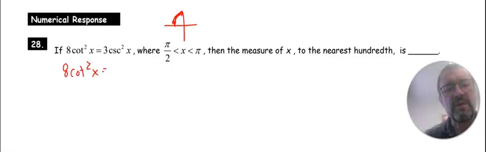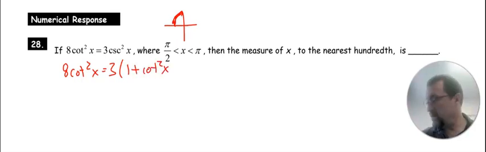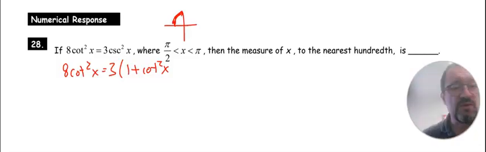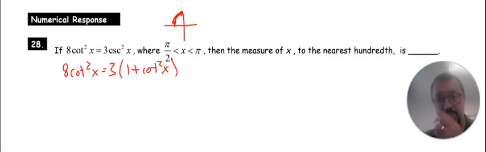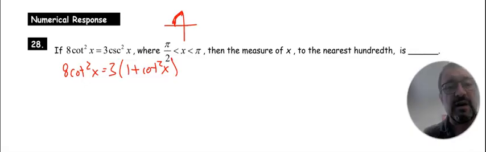So what I'm going to do here is use an identity substitution so that I can make this in terms of one trig function here. The identity that I'm going to use there is that cosecant squared is equal to 1 plus cotangent squared. Now, this isn't the only way I could do this. There are other ways of doing this, but I'm just going to use the Pythagorean identity right now, and then I'm going to distribute the 3.